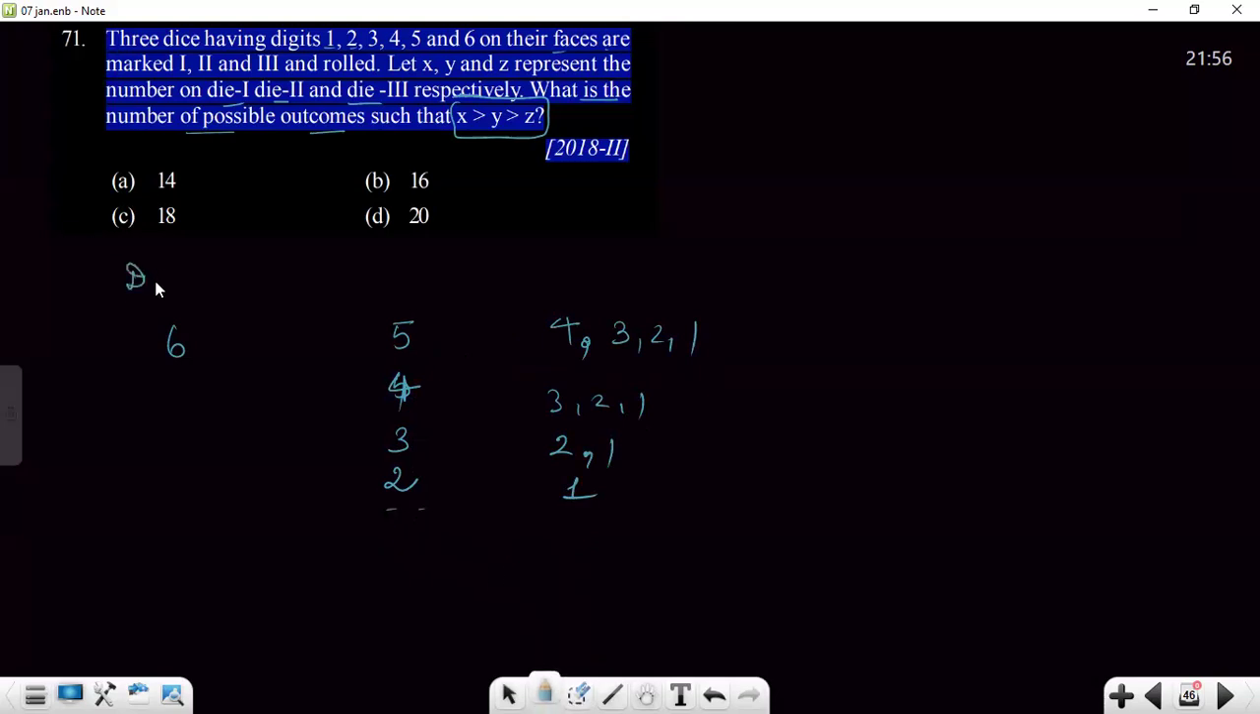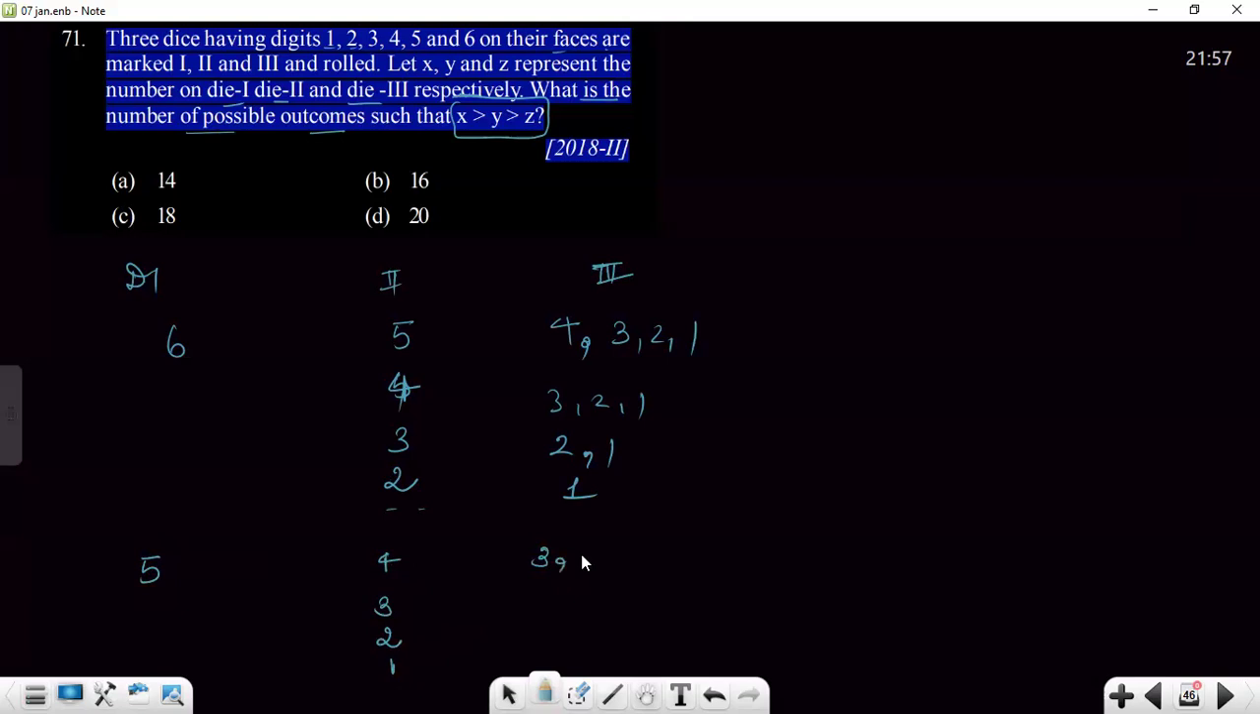So this is about die number 1, die number 2, die number 3. If there is an outcome like 4 here, how many numbers can we add there on the second die? 4, 3, 2, 1.